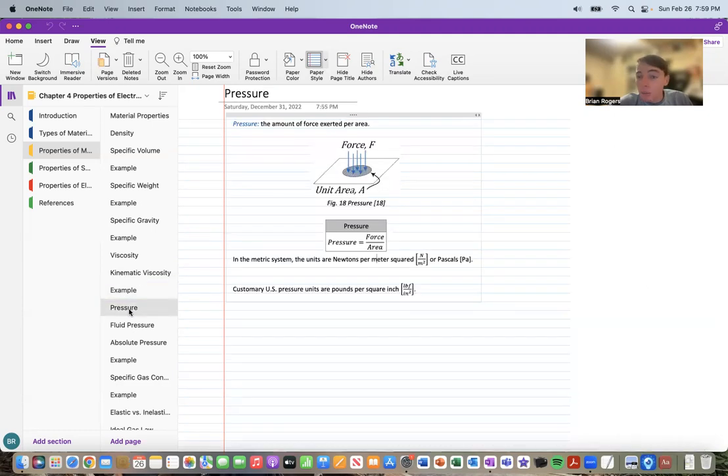Now we're going to talk about pressure. So pressure is force per unit area. This diagram does a really good job. You can see all the force. You can think of this sort of like maybe gravity pulling down.